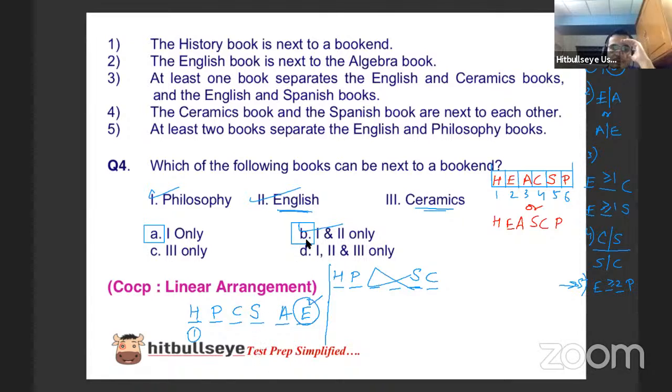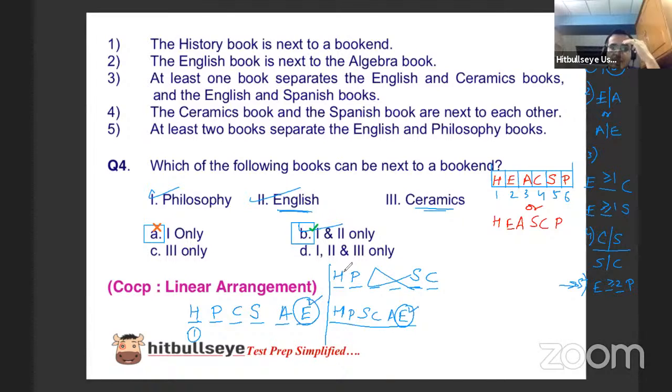Please check. Not A. Here you have not done the analysis at all. Is there any other combination possible? Answer is yes. We can also write this in another form. Let's do that. So it can also be H P S C A E. This is again a combination possible, in which E is coming next to the bookend. Clear everyone? So the right answer is B.